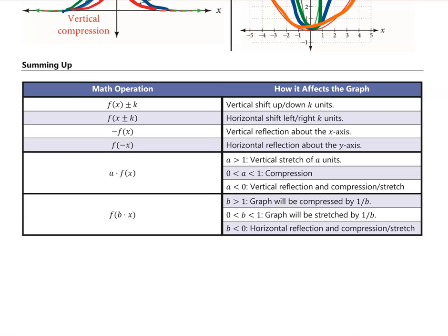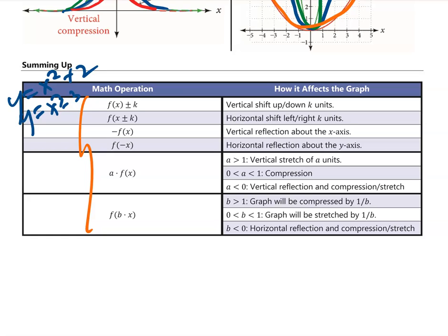All right, summing up, take note of all of this. Vertical shift up and down k units, that is f of x plus or minus k. Let's say y is equal to x squared plus 2, or y equals x cubed minus 3. So those are vertical shifts up and down k units.